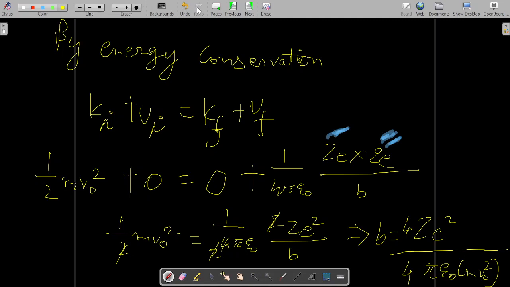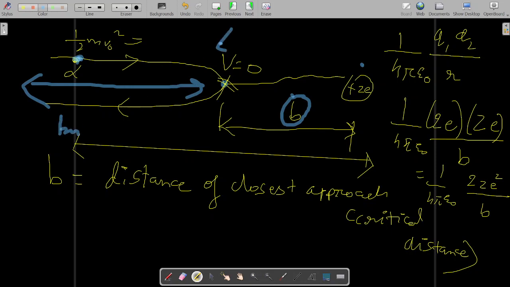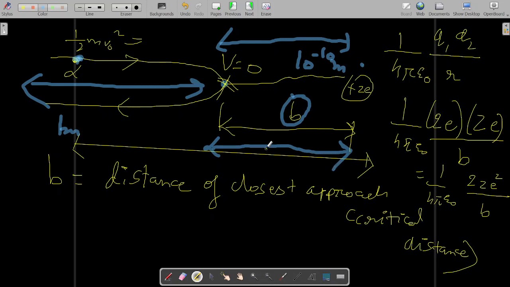I had already told you that b gives you the estimation of nuclear radius. Over here this b is appearing huge, but in reality it will be very, very small. Suppose this is 1 meter, then this will be 10 to the power minus 10 meter. It is a very, very huge difference between the two. In this figure it is hyper magnified, because this is not a figure to scale. The scaling is wrong in this.